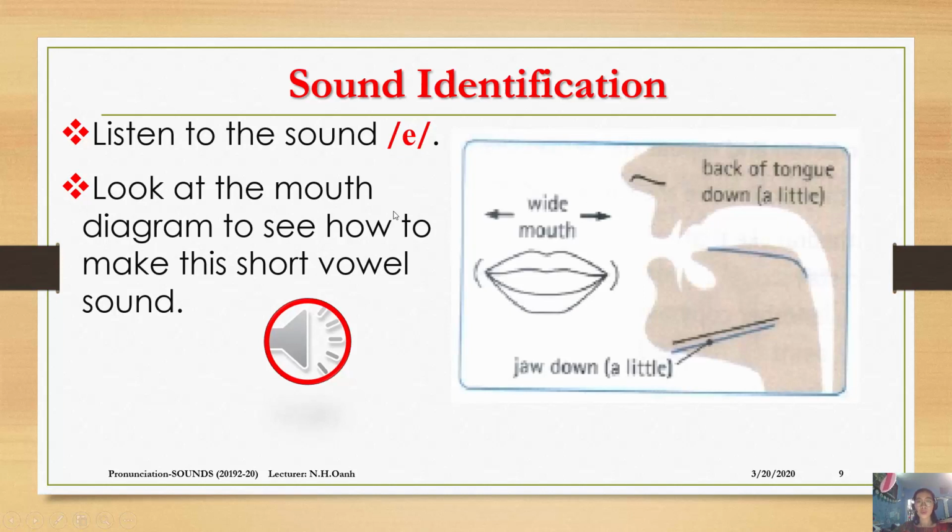We can see that when we pronounce this sound, our mouth is also opened wide as we pronounce E. But with this short vowel A, the back of the tongue is moved a little bit downwards, not upwards as with the vowel sound E. Now listen and repeat. Wonderful. Now we go on.